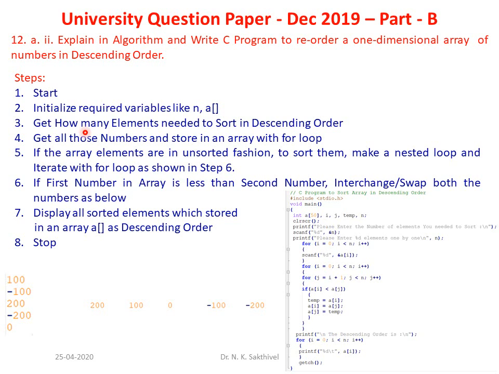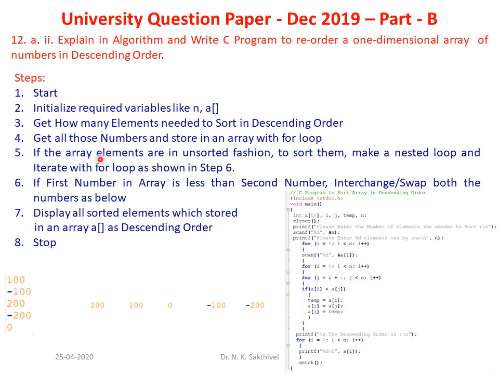Then after that, get how many elements need to be sorted in descending order. So n is already initialized. In this n, I can store how many data items I want to collect for descending order. So in this third step we will write code to get the value for n. In the fourth step, get all those numbers and store them in the array with a for loop. For example, if I give 5 for the n value, then I want to read 5 data items from the user, and all those 5 data items need to be stored in this array.